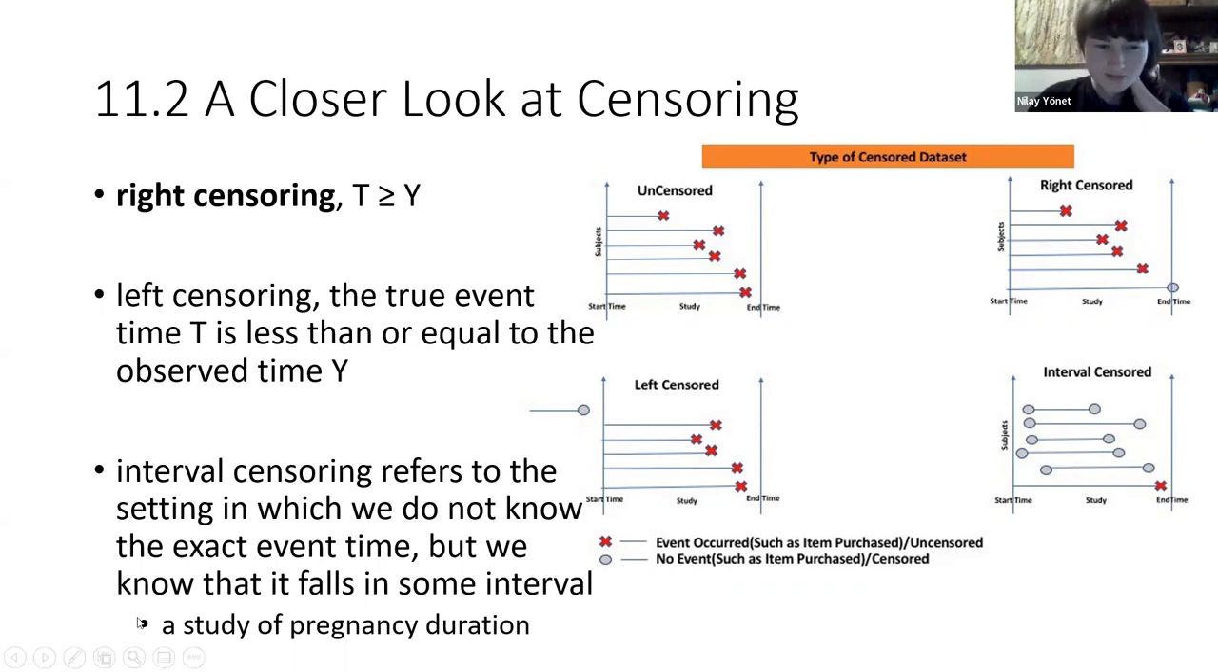Yeah, I suppose maybe for interval censoring, we can censor the events that happened in the interval or maybe out of the interval as well. So I'm not sure about it. There are also some other types of censoring, but this is not the scope and we mostly focus on right censoring.